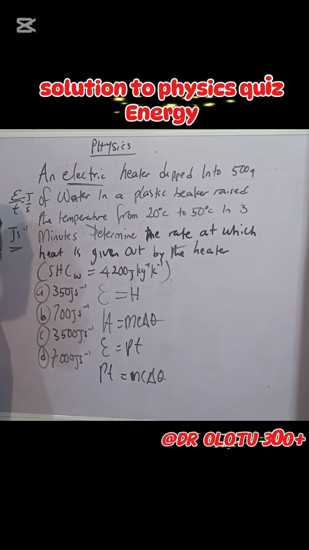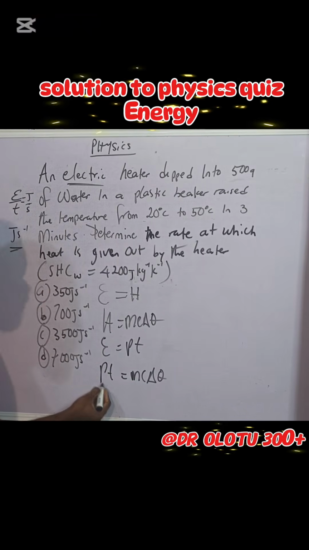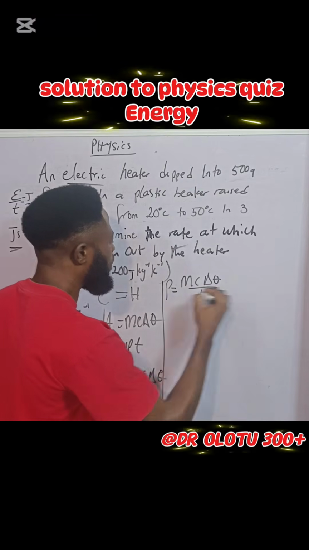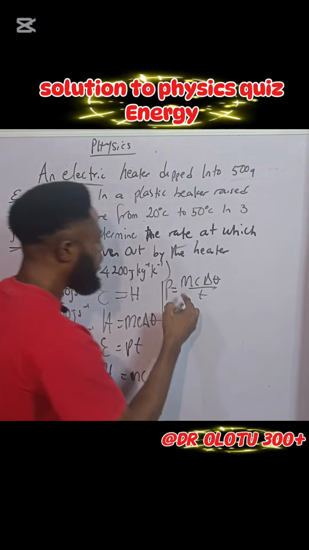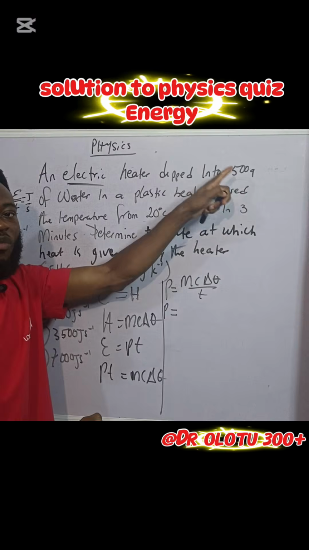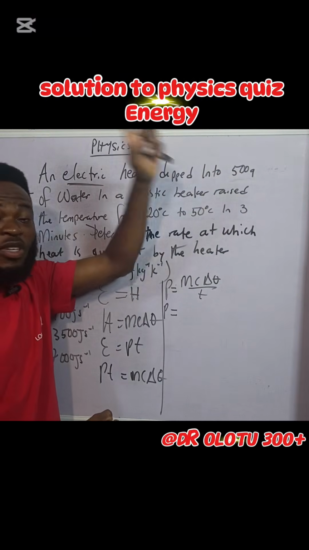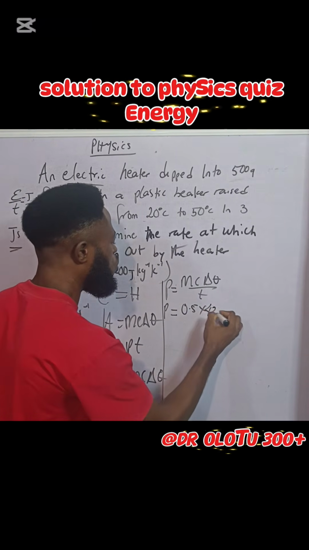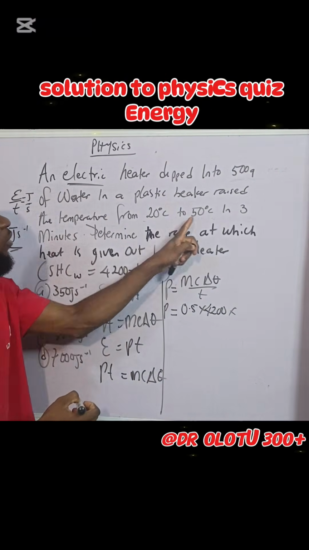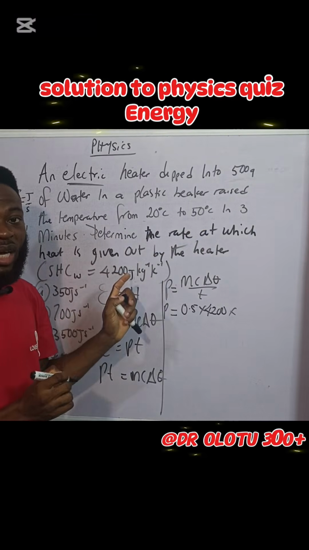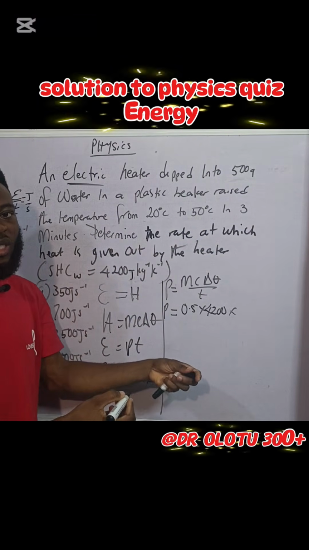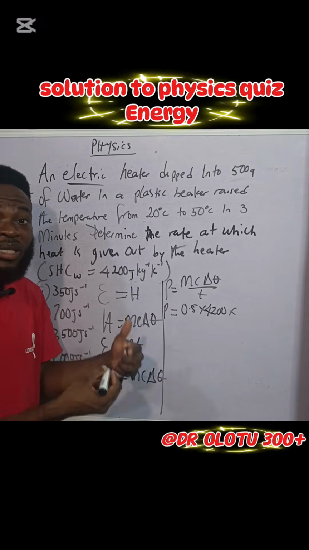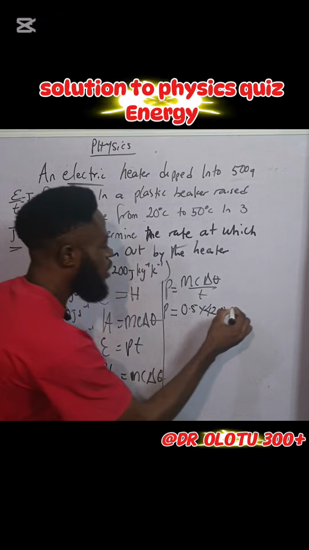So in this case, to solve, they ask me for the power, so I'll say power is equal to MC change in theta over time. M is 500 grams. We must convert from 500 grams to kilogram. This is half of a kilogram, that becomes 0.5. C is 4,200. The change in temperature is 20 to 50. It was 20 initially, and because of the electric energy, it changed to 50. That means the electric energy was able to increase the temperature by 30 degrees. So 50 minus 20 is 30.